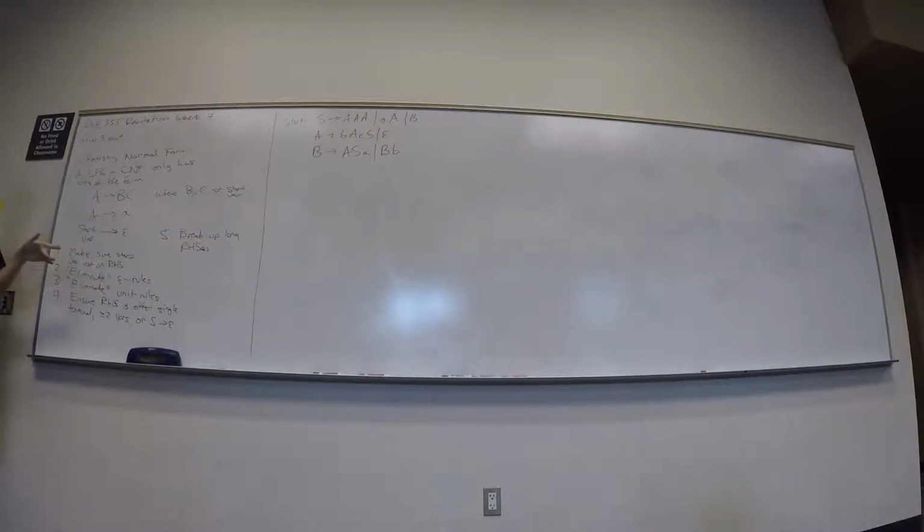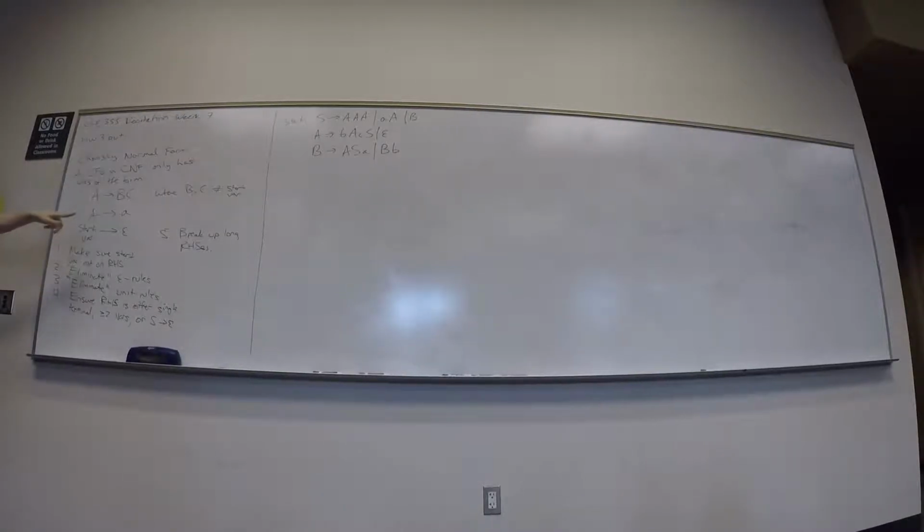So any questions on how this algorithm goes? So why do we do it in this way? Why don't I say eliminate epsilon rules first, and then do unit rules, then do this step, then do 5, and then do 4? Why do I do it in this way? Right. If I do these in a different order, then I have the risk of reintroducing rules of the form that I don't want from previous steps.